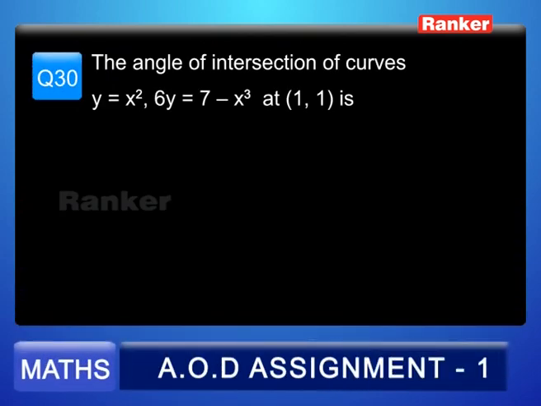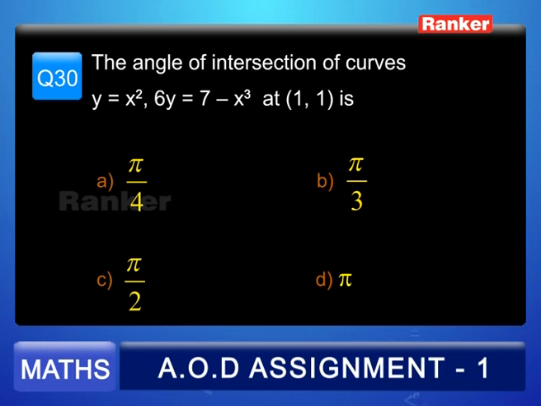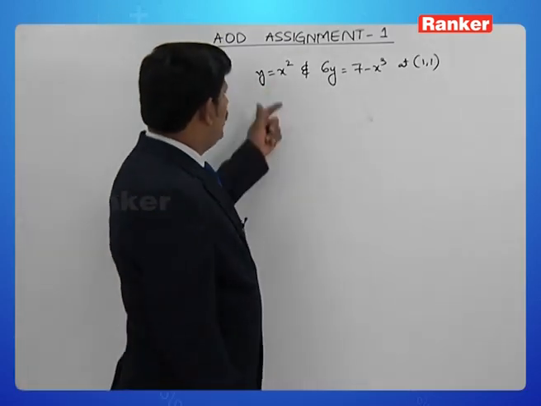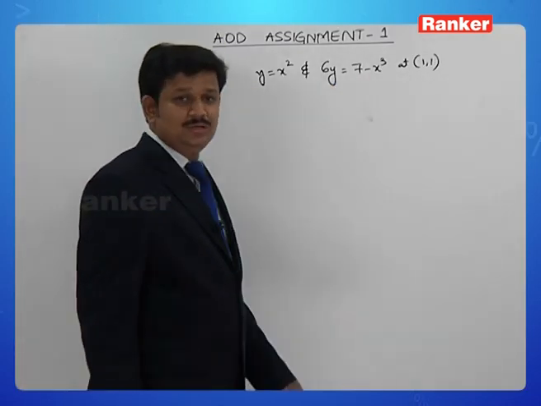Next question. Find the angle of intersection of the curves y equal to x square, 6y is equal to 7 minus x cube at the point 1 comma 1. Option A pi by 4, B pi by 3, C pi by 2 and D pi. So at the point 1 comma 1, we want the angle of intersection between these two curves.